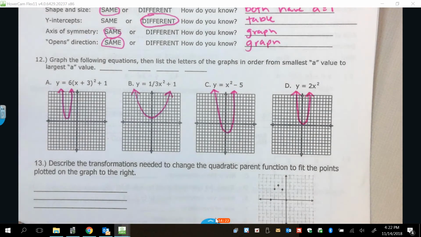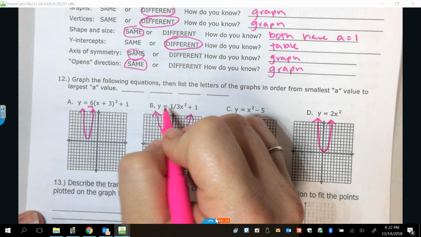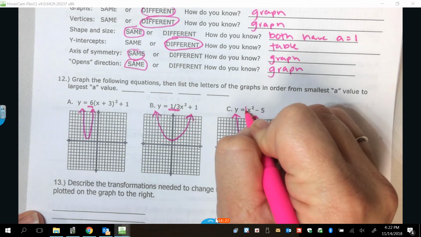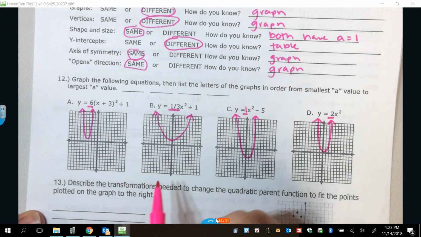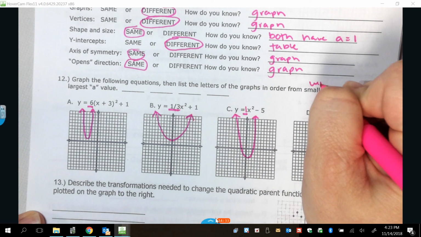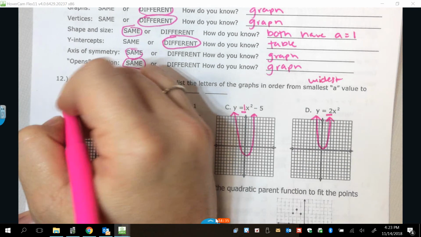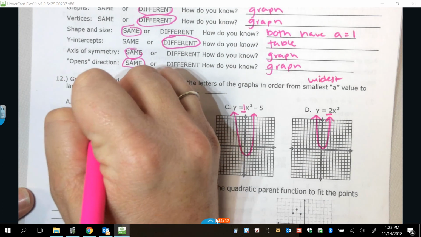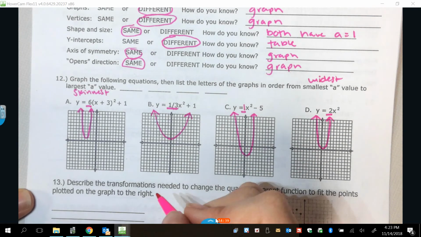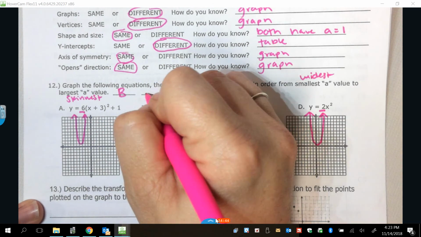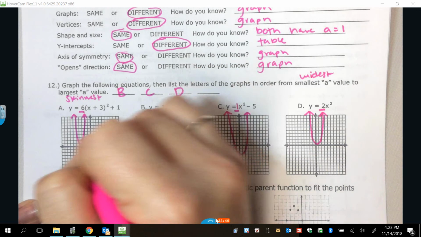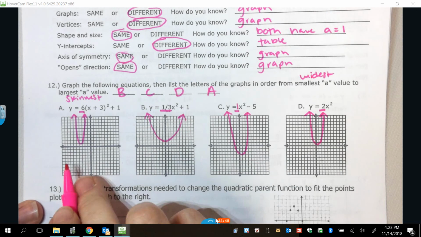Okay, now I want you to realize the a here is 6, the a here is 1/3, the a here is 1, and the a here is 2. So which one has the smallest a is the widest? And the largest a is the skinniest, because remember, it grows faster. The bigger the a, the faster it grows. So my smallest a is B, then C, then D, then A. So that's from widest to skinniest.